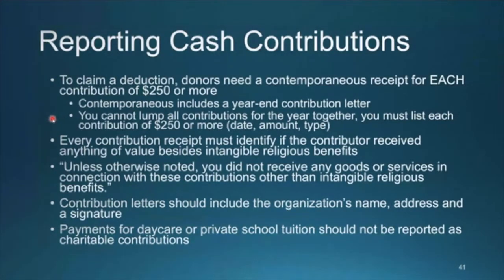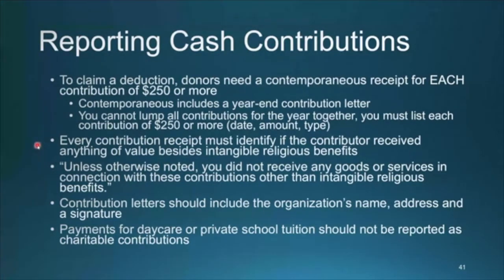Now, I know most of the time when you send out your contribution letters, you include all the contributions for the year, even those less than $250. That's fine. There's not a problem with listing a $100 contribution, but if they're going to claim it on their tax return, they have to have every one that's $250 or above listed individually. So that's a big deal. Don't lump them all together and just give them a lump sum total. That is not appropriate.